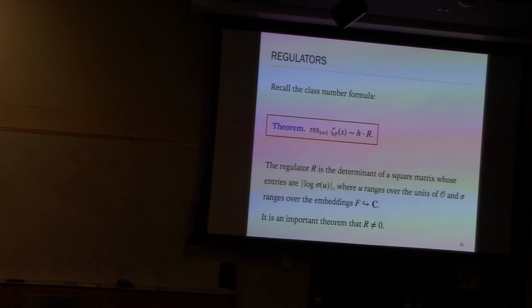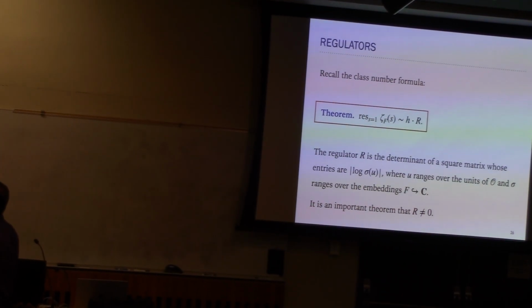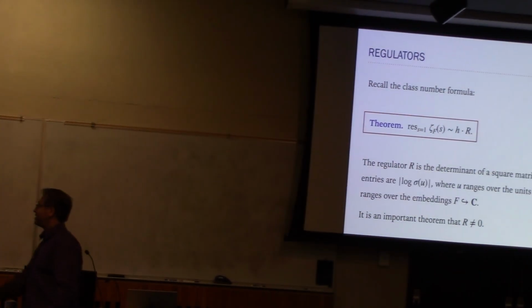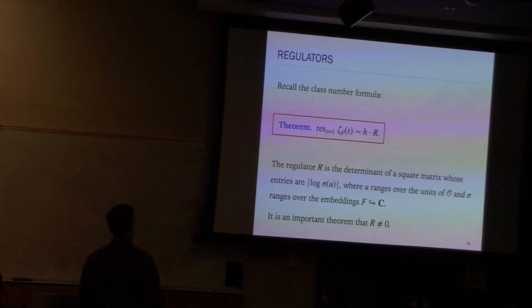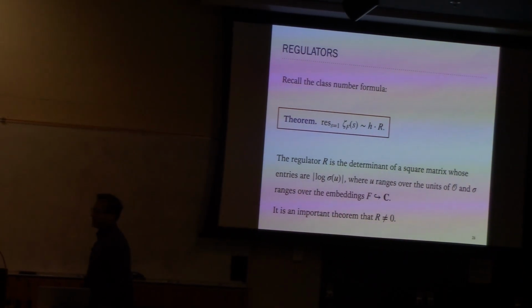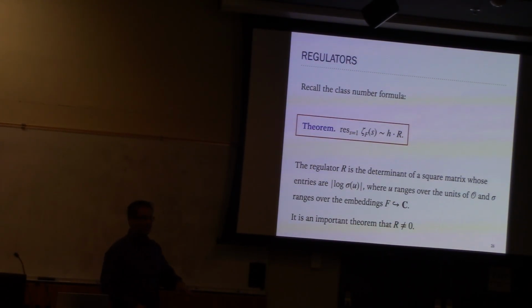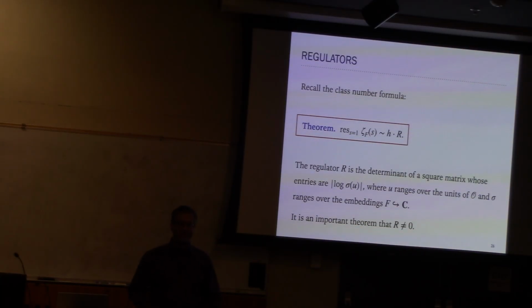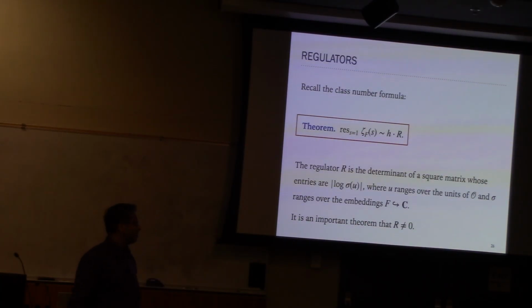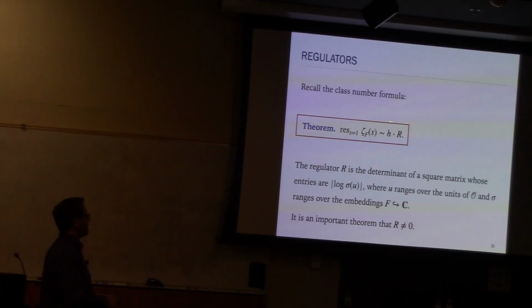But traditionally, actually, that's how it's presented. This tilde is doing a lot of heavy lifting here. There's a lot of other factors if you want to make it an equality, but they're specific things you can write down easily, like powers of 2 and 2 pi and square root of the discriminant, stuff like that. I just want to gloss over it. The really interesting parts are the class number and the regulator.